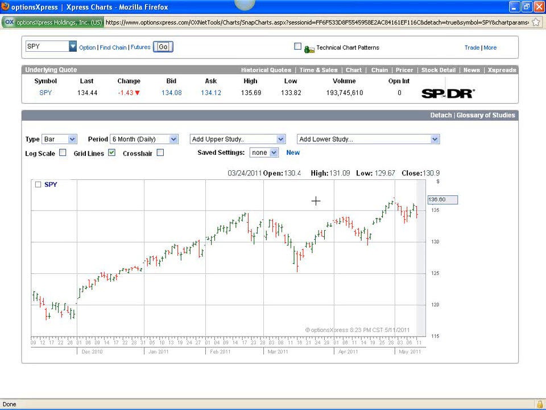Who exports a lot of gold? Australia. Their dollar is stronger than the United States dollar. Who exports a lot of energy? Canada. Their dollar is stronger than our dollar.